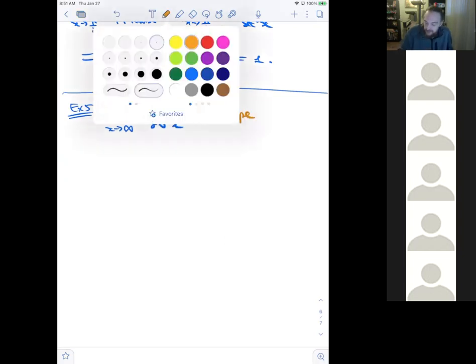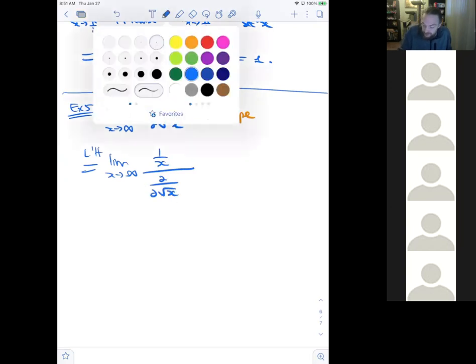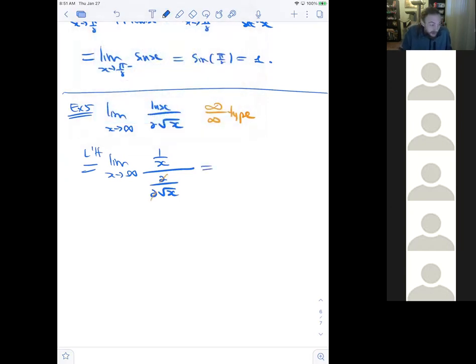So this is equal to, by L'Hospital's rule, the limit as x approaches infinity. Now I can take the derivative of the top, which is just 1 over x, over the derivative of the bottom, which is 2 over 2 root x. So these 2's cancel, which is equal to the limit as x approaches infinity of 1 over x times root x, which is 1 over x to the 1/2, which is equal to 0.